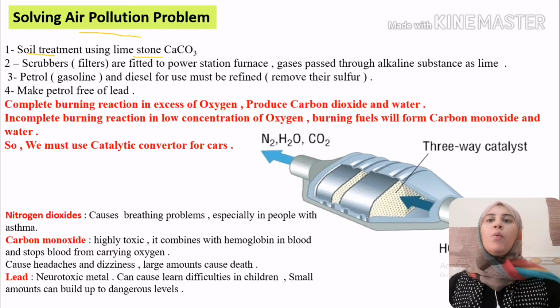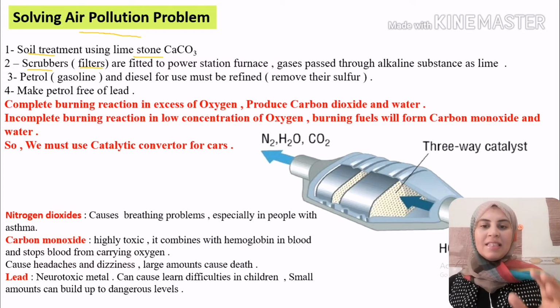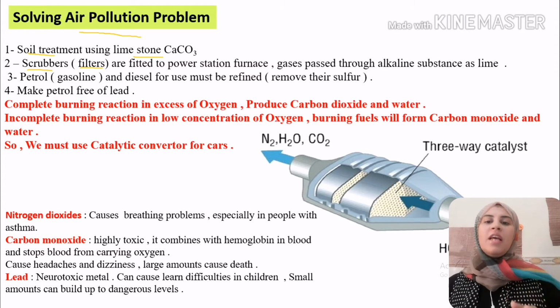Number 2, we can use scrubbers or filters. Scrubbers are added and put in the industry. They are put in factories. Why will we put them in factories?